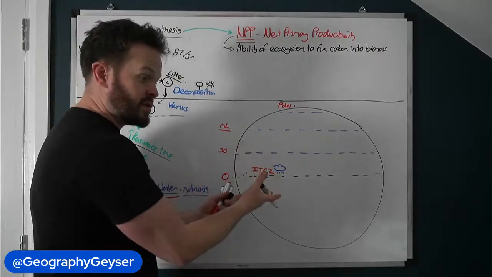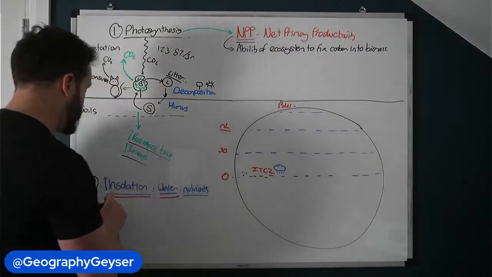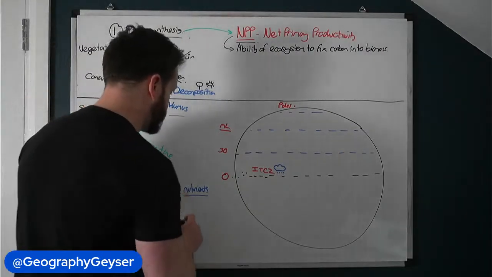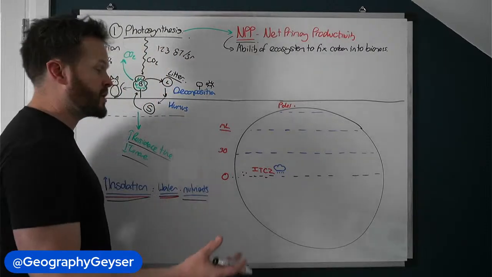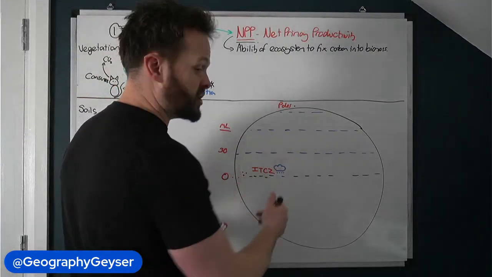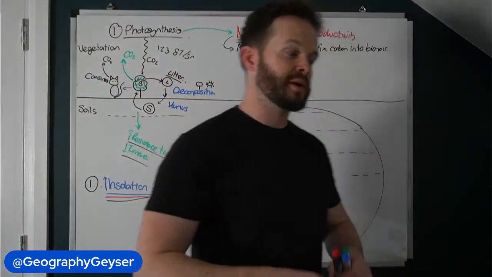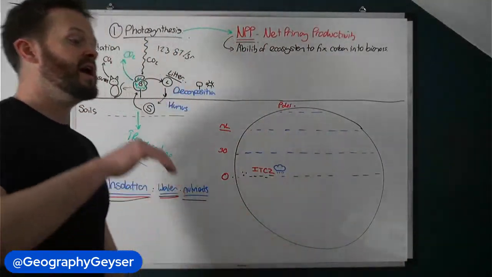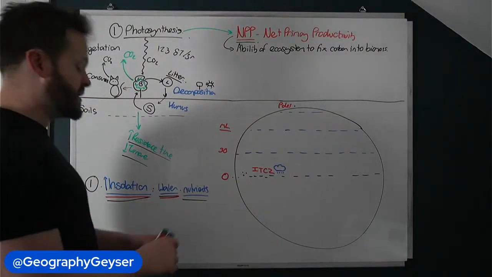So at 0 degrees latitude, very high rates of net primary productivity because high insolation, high rates of rainfall, and there's also a relatively high nutrient content because, well, we'll come on to that, but because there's such an amount of biomass that makes its way back into the soils. Now, it doesn't have the highest nutrient content, and we'll come on to why when we look at decomposition.